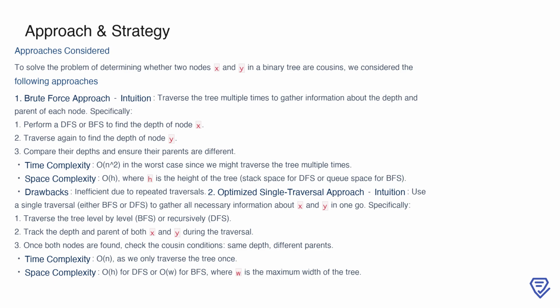To address this inefficiency, we also considered an optimized single traversal approach. This method uses either BFS or DFS to collect all necessary information about X and Y in just one pass through the tree. By tracking both depth and parent information during the traversal, we can determine if X and Y are cousins once they are both found. This approach is much more efficient, with a time complexity of O(N) and a space complexity of O(H) for DFS or O(W) for BFS, where W is the maximum width of the tree.